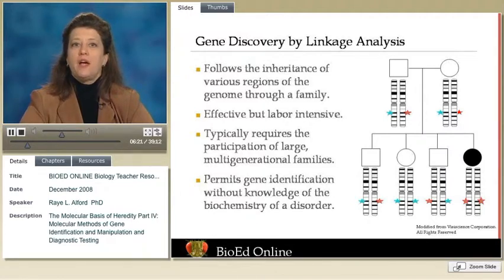Linkage analysis strategies are precise, accurate, and effective, but labor-intensive. And while they often require data from large families, they do not require an investigator to know anything about the underlying biochemical mechanisms involved in the disorder.